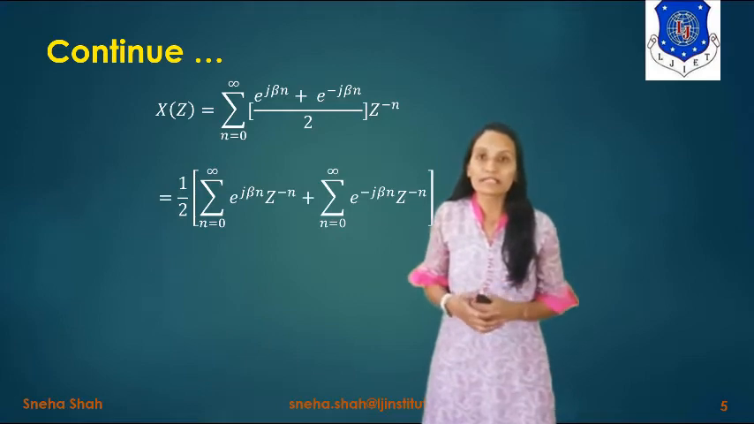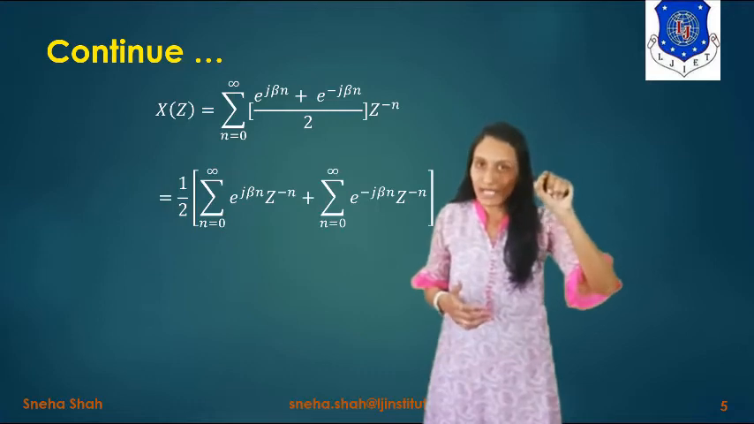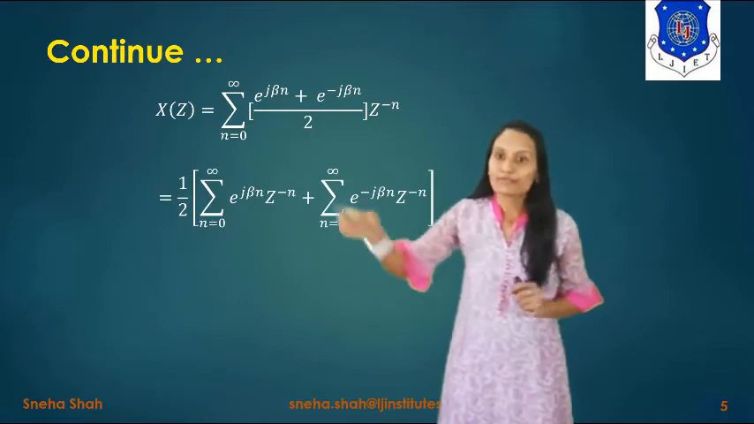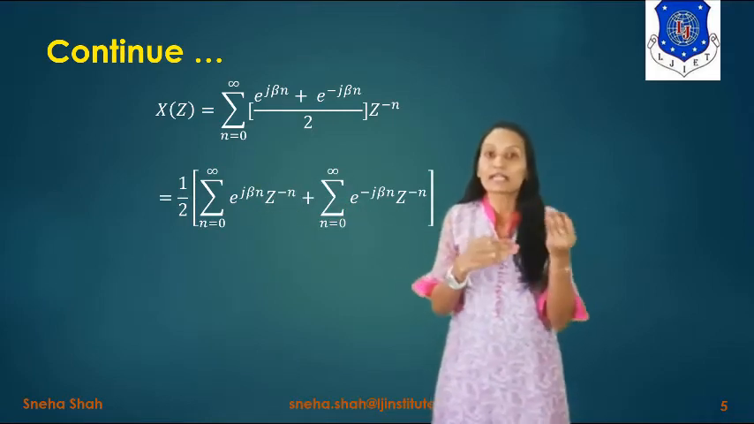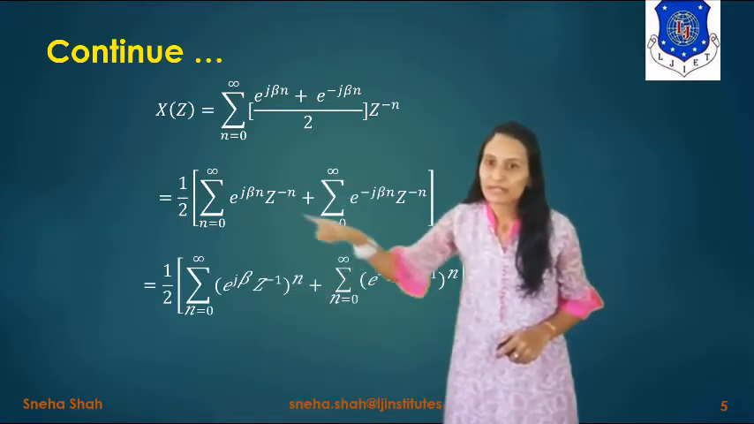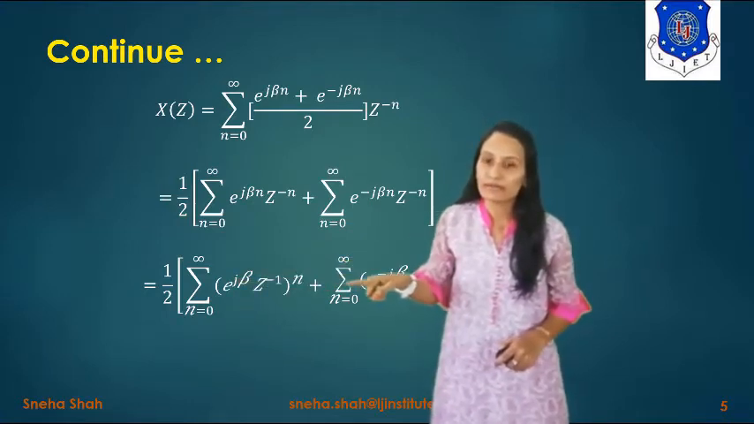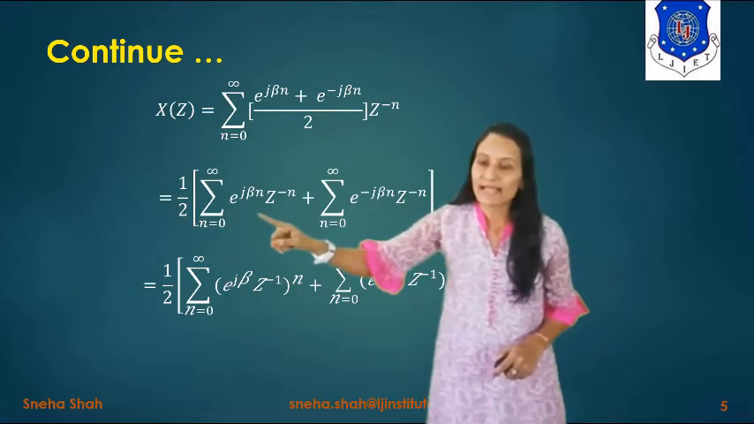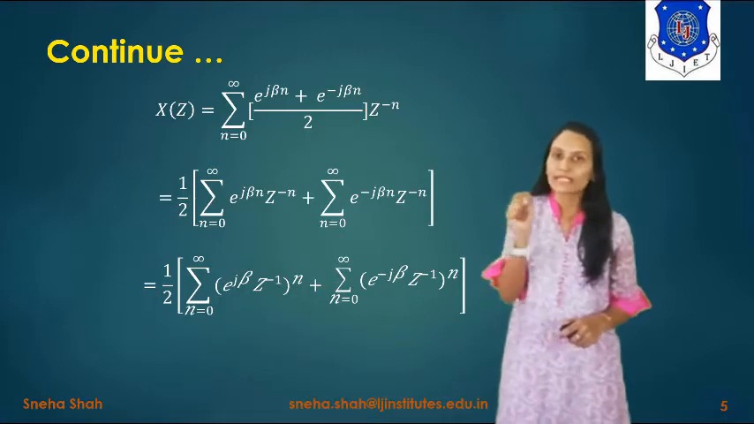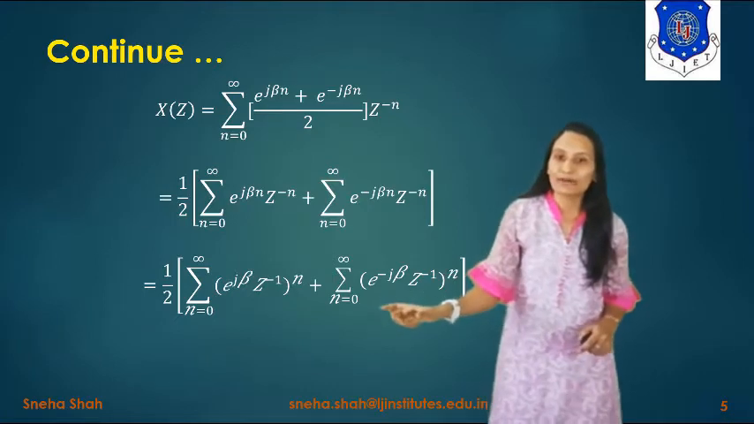Now here we will apply the rule of summation. What is the rule of summation? We apply the rule that summation n equals 0 to infinity of a raised to n equals 1 upon 1 minus a. Right. So we have to convert this into the form a raised to n. So e raised to j beta n converts to e raised to j beta, the whole raised to n. Similarly, z raised to minus n converts to z raised to minus 1, the whole raised to n. It means z raised to minus 1 into n is z raised to minus n. Similarly, we will convert this other term in the form of a raised to n.